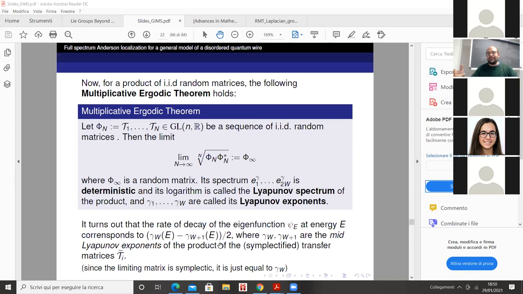The middle Lyapunov exponent is the W-th one. Remember that the size of the matrix is 2W times 2W. So the W-th Lyapunov exponent is what, and since the matrix is symplectic, it coincides with the difference between these two exponents that rules the rate of decay of the eigenfunction. And so in order to prove localization, it boils down to proving that this quantity, the difference of these two, is strictly larger than zero, or that the Lyapunov spectrum is simple, so that the Lyapunov exponents are all distinct.